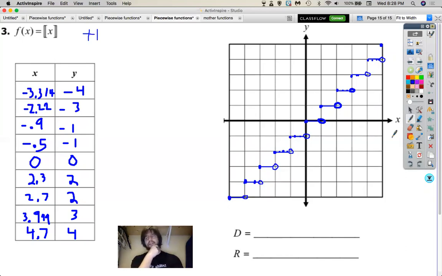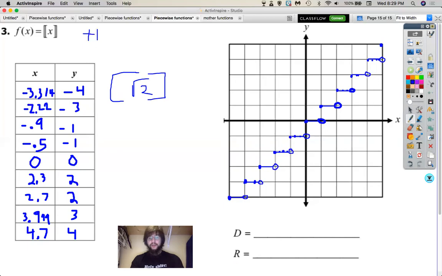What is the domain of this thing? Well, look at it. Is there any x value we cannot plug in here? Ooh. What about square roots? Can we do square roots? What's the greatest integer of the square root of 2?